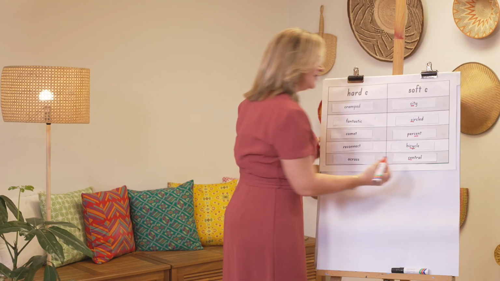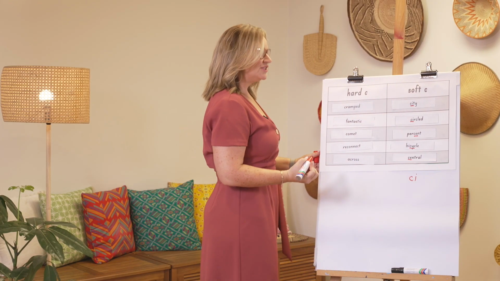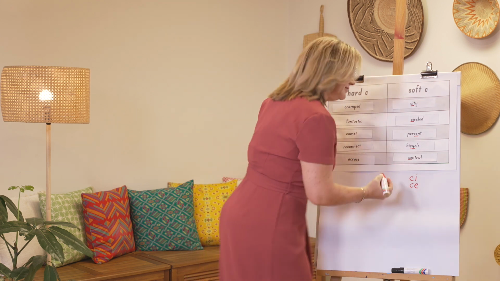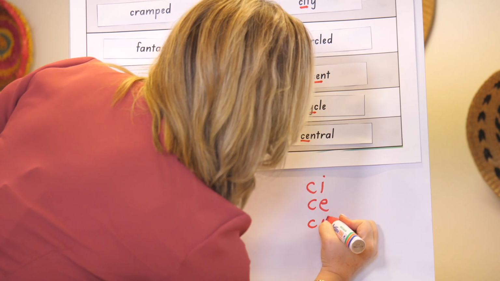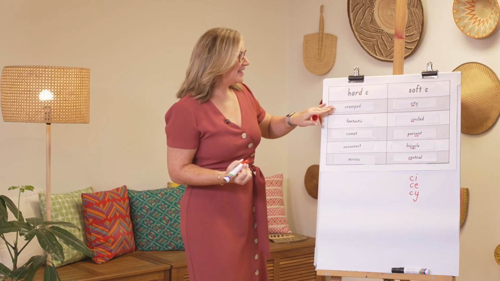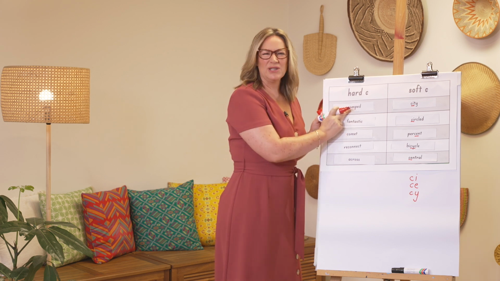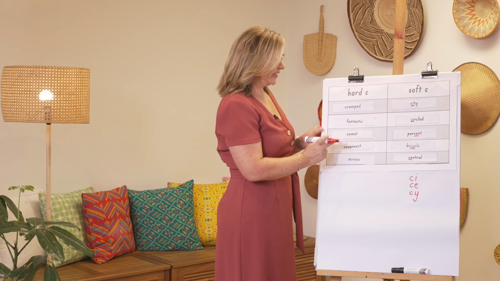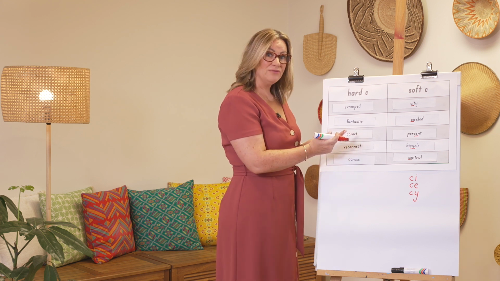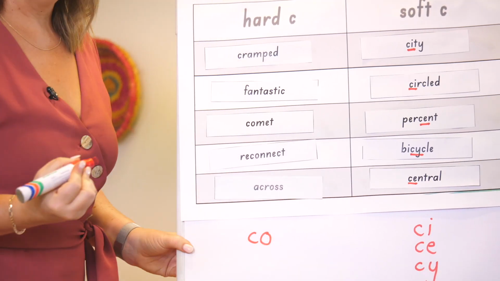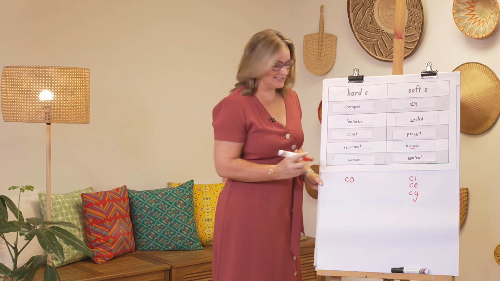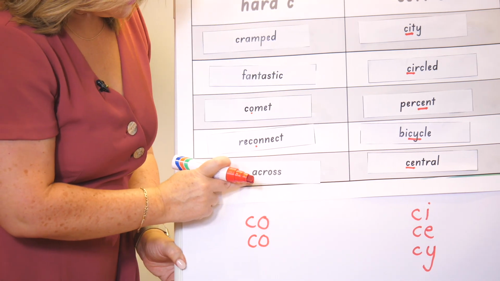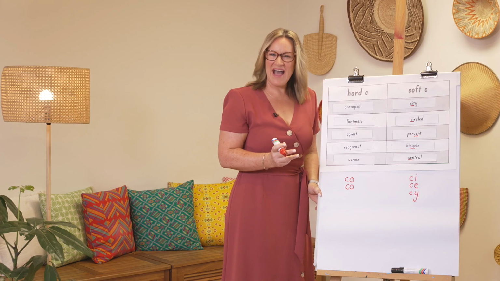C-E. Okay, so over here I have C-I making S. I have C-E making S. Last one, can you find it? C-Y making S. Over here, I have a C, it's not followed by a vowel at all, so it's making that K. Fantastic. It's at the end of the word here. There's no vowel even following it. Comet. It does have a vowel following it, and that's an O. Over here, reconnect. Same thing again. It's followed by that O. And here, I have a cross. It's not followed by a vowel.